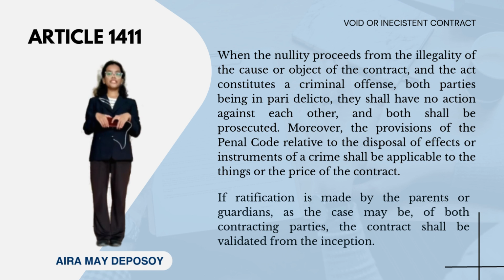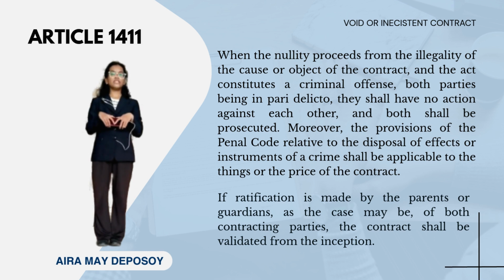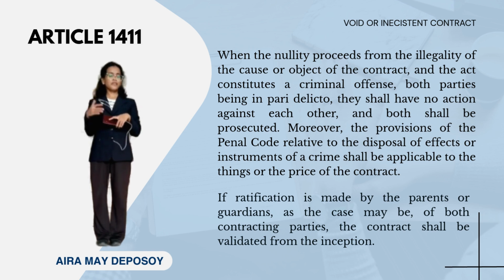Now for Article 1411, still under the void or inexistent contract. Let's break down this article line by line. First sentence: when the nullity proceeds from the illegality of the cause or object of the contract and the act constitutes a criminal offense, both parties being in pari delicto, they shall have no action against each other and both shall be prosecuted. So, for explanation, if a contract is void because the cause or object is illegal and it's also a crime and both parties are equally guilty, in pari delicto, this means in equal fault, then they cannot sue each other, the law won't help either party and both can be charged criminally.